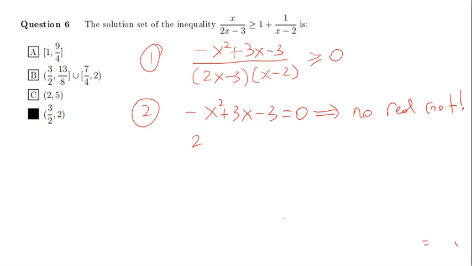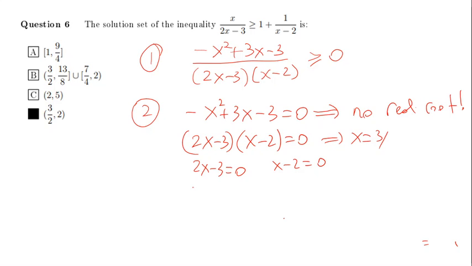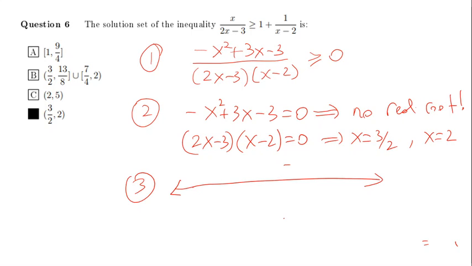Now let's look at the denominator and solve it. We have 2 options here: x equals 3 over 2 and x equals 2. These are the roots of the denominator. Now the third step is to mark the roots on the real line and do the sign chart. So where's 3 over 2? It's 1.5. It should be here, and then 2 should be here.